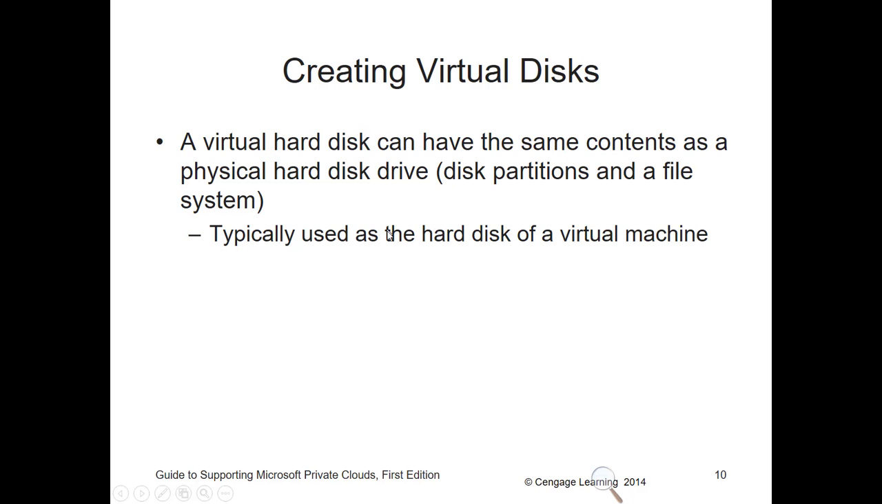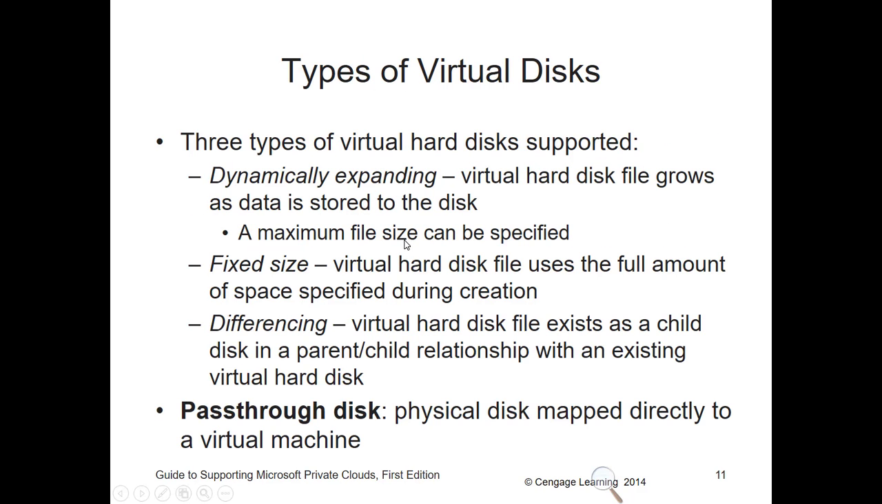So creating virtual disk, yeah, we did that. A virtual disk can have the same contents as a physical hard disk. It acts like a physical hard disk. Disk partitions can be created in file system. So the virtual disk we created today was just a disk, but it can be attached to any existing virtual machine, right? So typically used as a hard disk for a virtual machine. Simple stuff. Okay, three types of virtual hard disk supported: dynamically expanding, fixed size, and differencing.